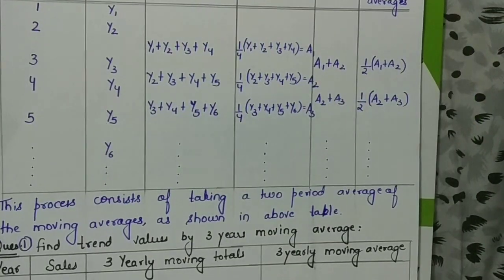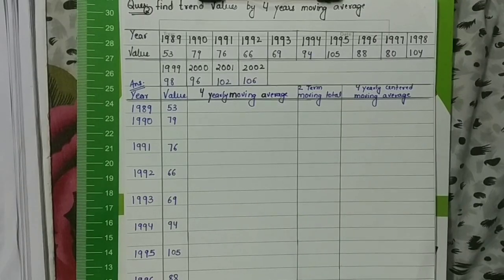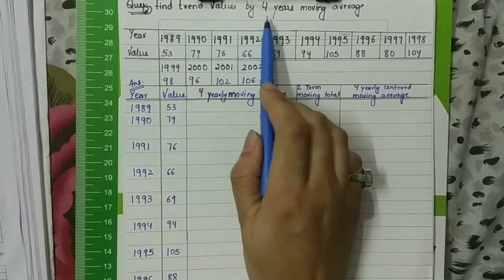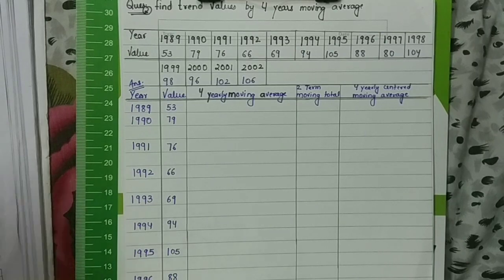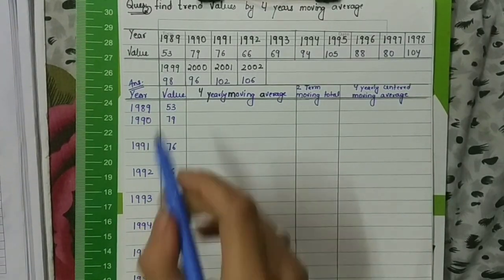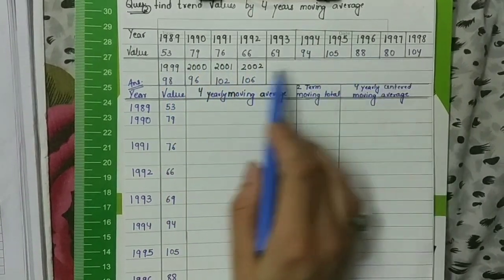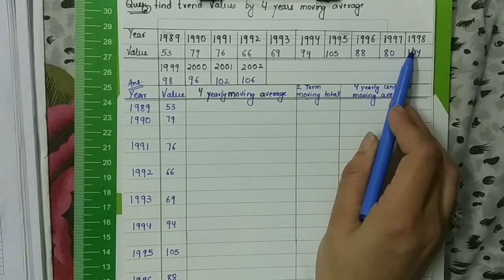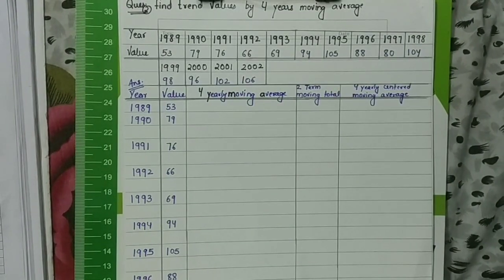Now I'll be picking up another question. So here the question asks me to find the trend values by 4 year moving average, and I have been given the data for 1989 to 2002. So the values are somewhat like this. How many years are these? 14 years. So how will I proceed?